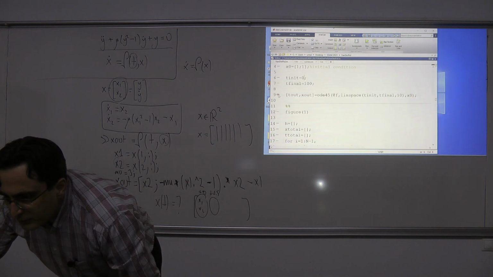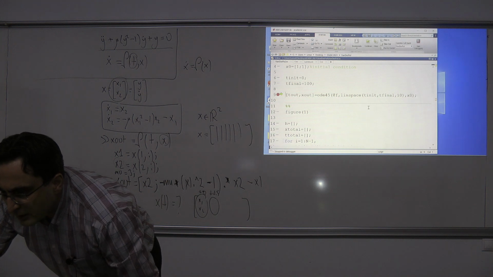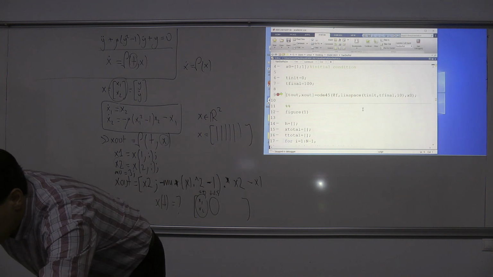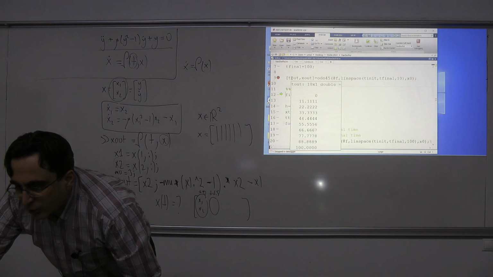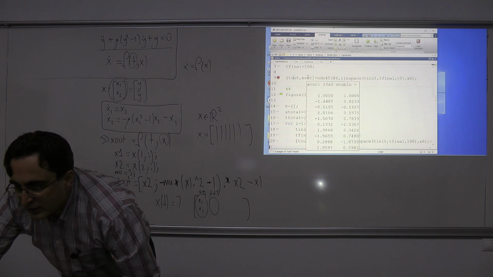So let me just come to this point. If I run the code a single step, then the ODE function gives you these outputs. These t output values are the input values that you wanted the solution at, and these are the x values that you get. So you would get an array here.